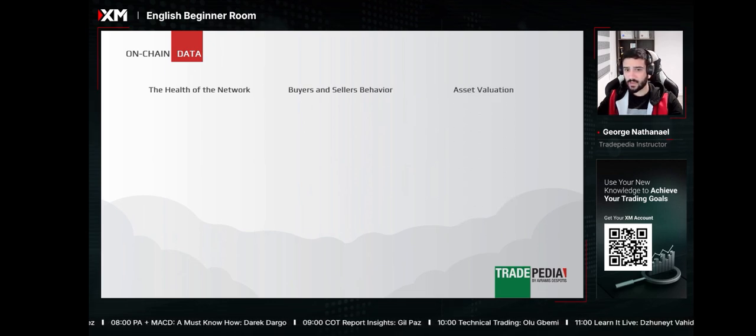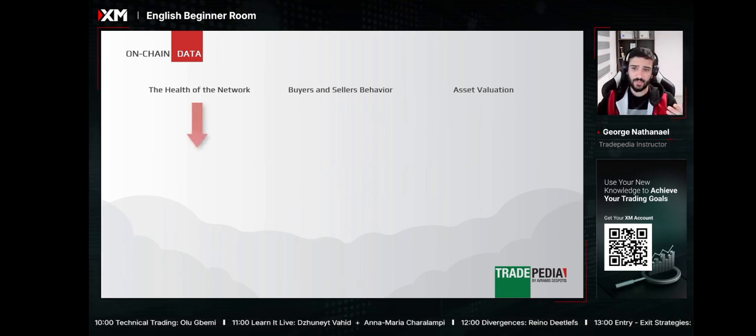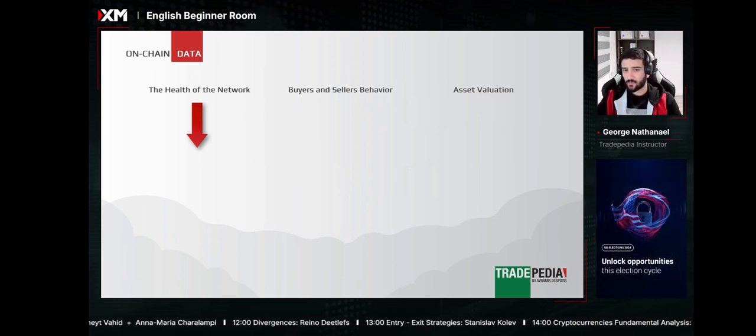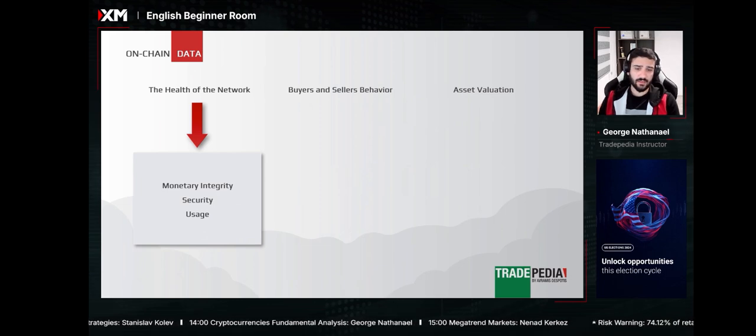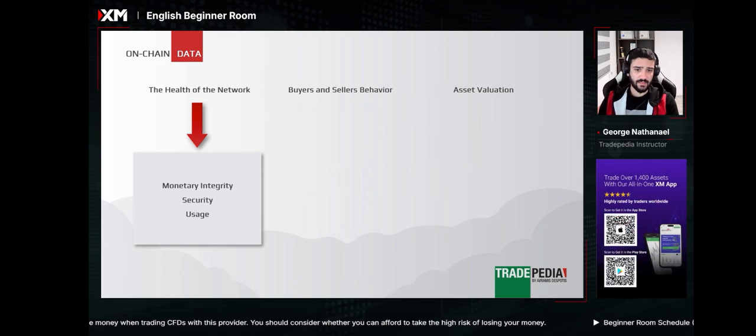Now, the health of the network, guys, can be assessed through monetary integrity metrics, actually, like the total circulating supply and daily issuance of coins. Through network security metrics, like the miner's hash rate and miner's revenue, and through network usage metrics, like active addresses and transaction count. Now, I'm not expecting you to remember all of those things. We'll have a look, of course, on some examples that you can find on your own pace.